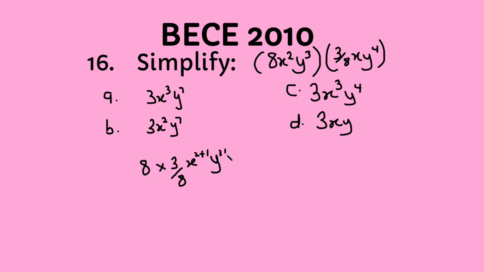Yes, but we have 3 now, x to the power 2 plus 1, and y to the power 3 plus 4. If you observe or you understand where the powers of indices are coming from in the sense of addition, now our answer will be 3x to the power 3, y to the power 7, making our answer 16A.